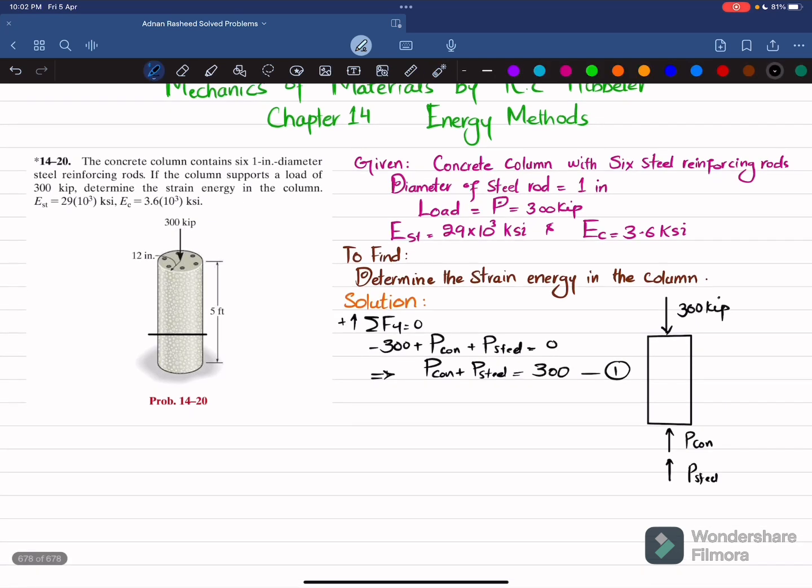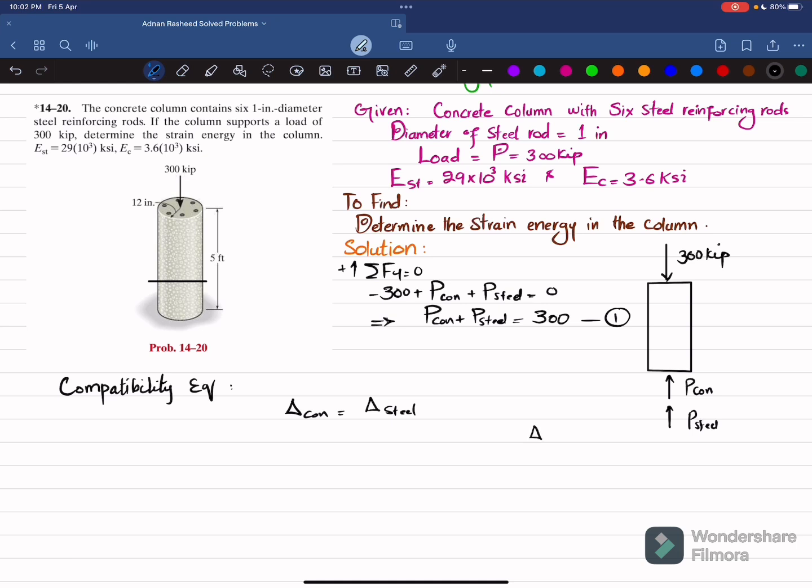Now you can see that due to this load there will be deformation in this concrete as well as in this steel rod. Since both are joined with each other, their deflection will be same. So we will write compatibility equation. So compatibility equation, which is equal to change in length of concrete is equal to change in length of steel. Okay, as we know that change in length is equal to P into L divided by AE, that this change in length is due to axial load.